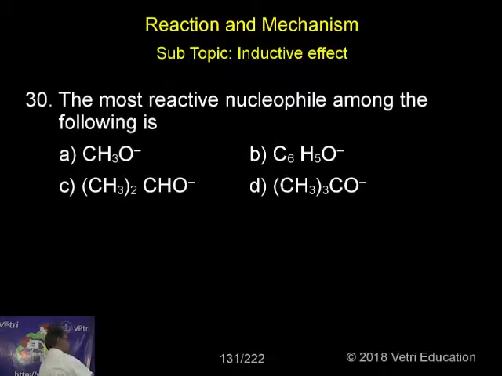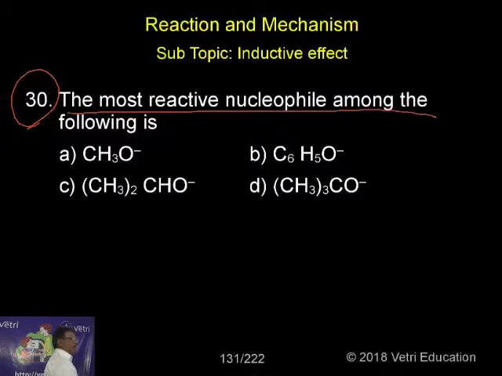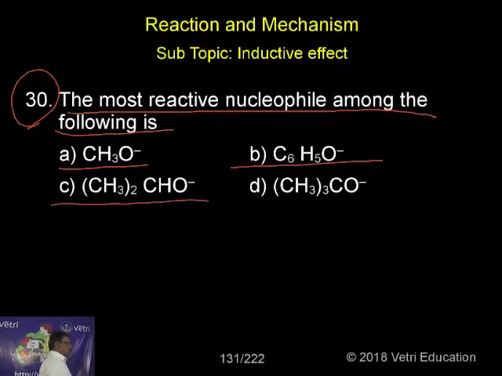Okay, next question. Question number 30. The most reactive nucleophile among the following is: CH3O⁻, C2H5O⁻, (CH3)2CHO⁻, and (CH3)3CO⁻.